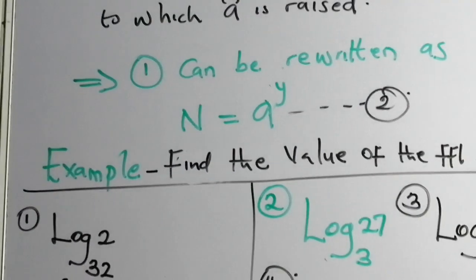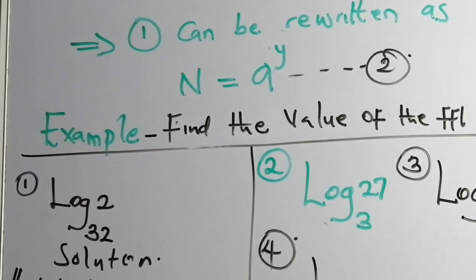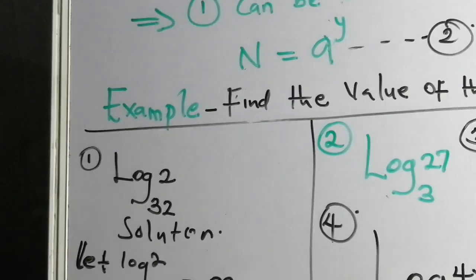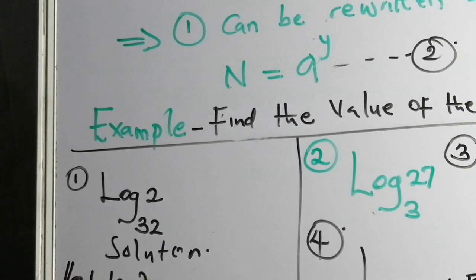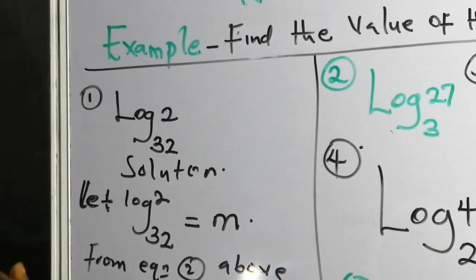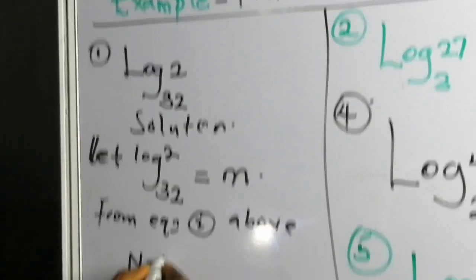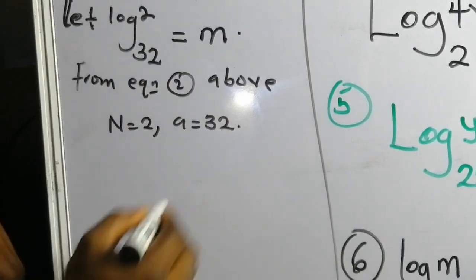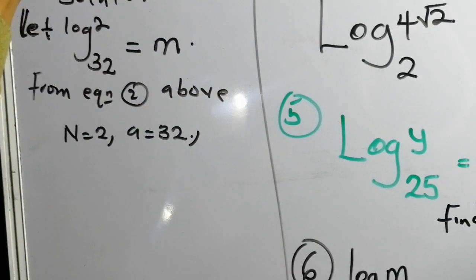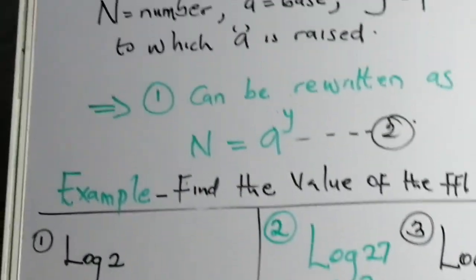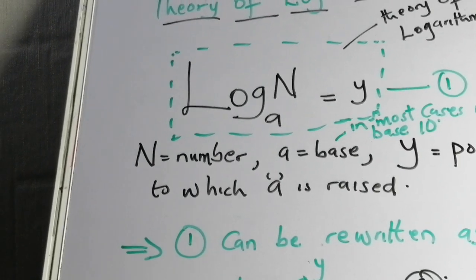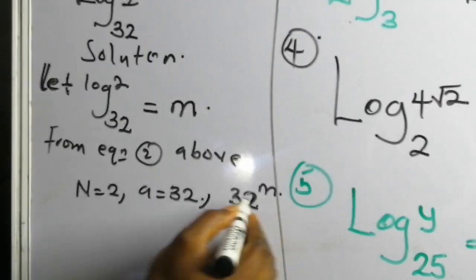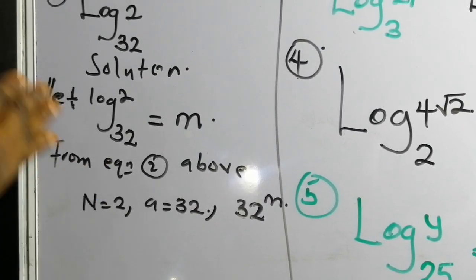What is my n? My n here is 2. From equation 2 above, I'm just using that illustration so that you can understand what I'm trying to say. So my n equals 2, then my a equals 32. Then the third one, y, is the power to which a is being raised. So it means that the third one is 32 raised to power M. That is the power to which a is raised.